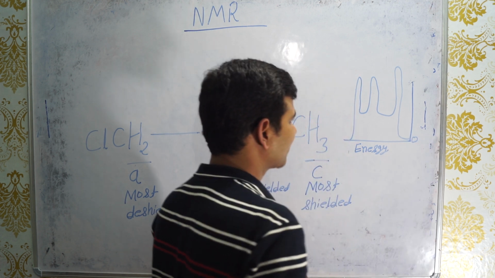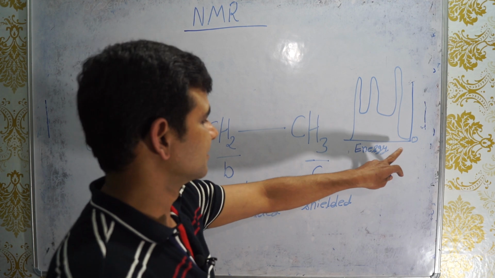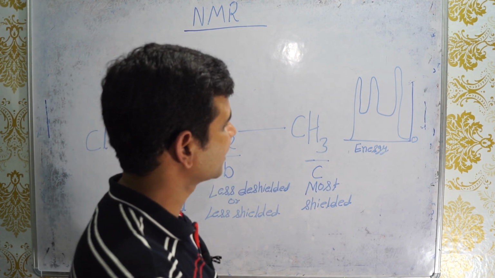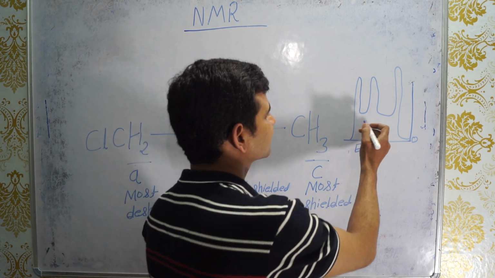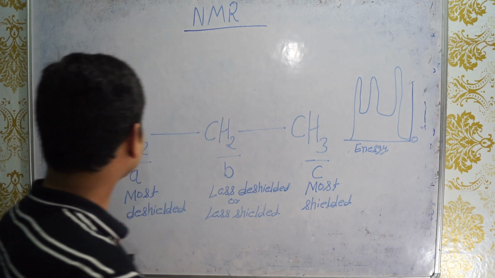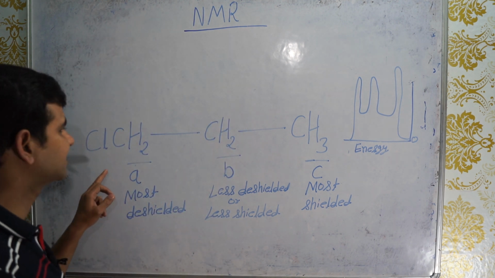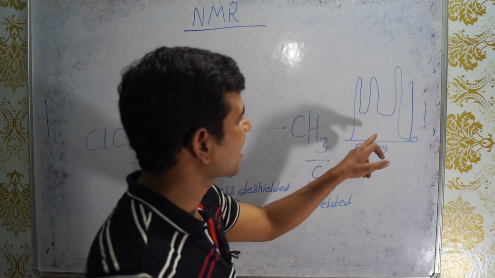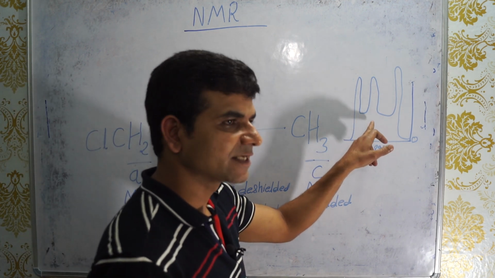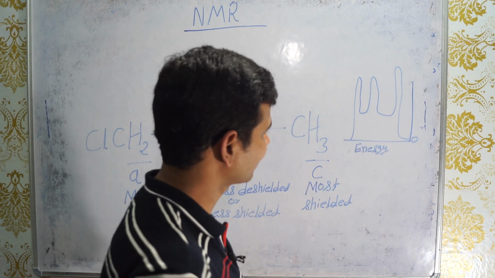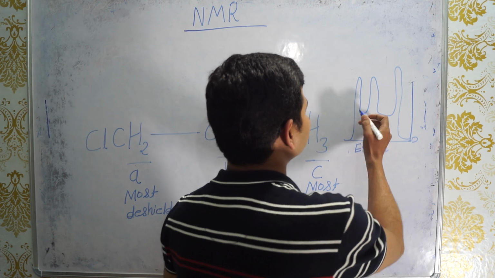What's the reason behind it? The main reason the NMR graph will generate 3 peaks is that 1-chloropropane has 3 types of hydrogen atoms. Therefore, the NMR graph will generate 3 peaks for 1-chloropropane.